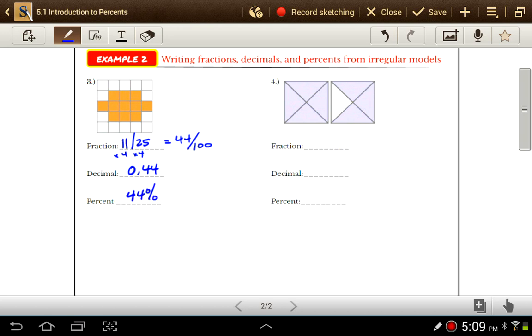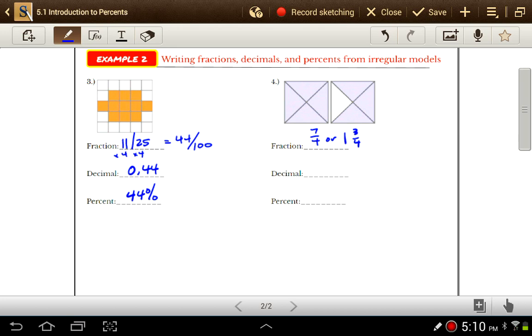Okay, in example 4, I have 4 triangles per box, so 4 sections per box, and I have 7 of them shaded in, so I have 7/4 of them shaded in. Remember, they're 2 separate boxes and there's 4 per box. That's why my denominator is 4. Or I could write that as 1 3/4. Okay, one full one and then 3/4 of the other one.